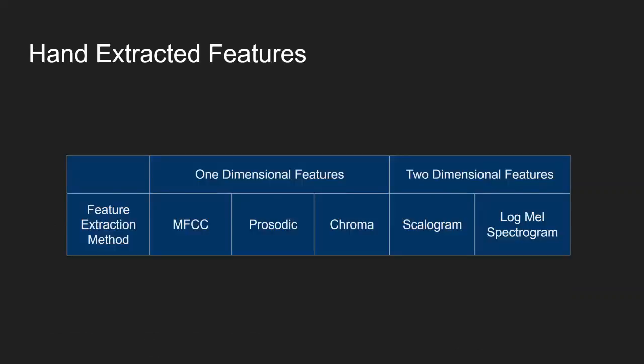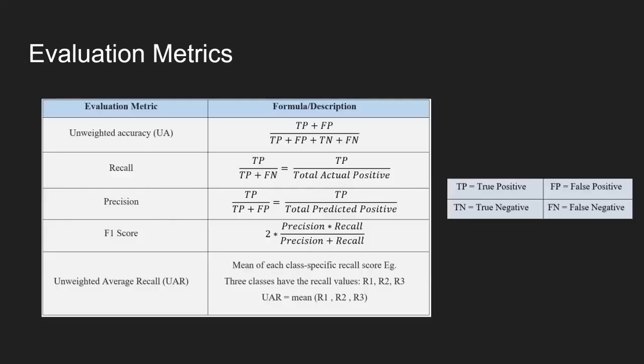We use different methods to hand extract one-dimensional and two-dimensional features, which include MFCC, prosodic, chroma, scaleogram, and log-mel spectrogram. We also use different evaluation metrics for our experiments. The two important metrics are recall, which is the number of true positives over total actual positives, and unweighted average recall, which is the mean of the recall scores for all the classes.